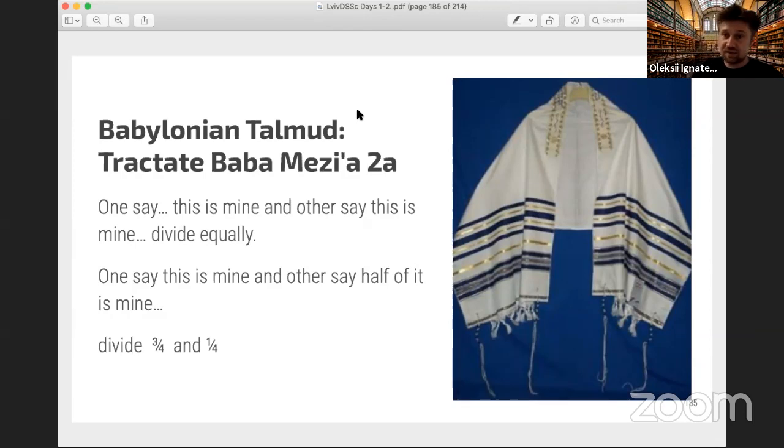But there is a second part of this chapter. If one says that it is all mine and the other says that half of it is mine, then the Talmud proposed division 3/4 and 1/4, a quarter and 3/4. Why? Well, let's try to apply the idea of pi.